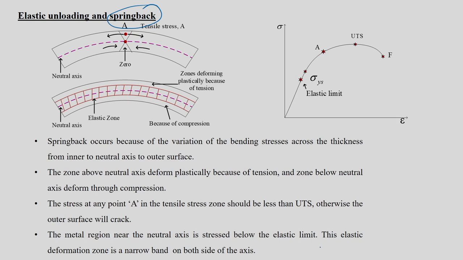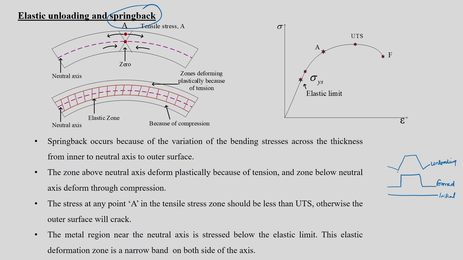Suppose you consider a thin sheet like this and you want to create a hat type of structure. I want to create a channel like this, a hat type of structure you can imagine. Once I unload the material, it may so happen that this hat will become something like this. I am just drawing a schematic. This is your initial one, this is a formed one, and after unloading, your sheet can become like this.